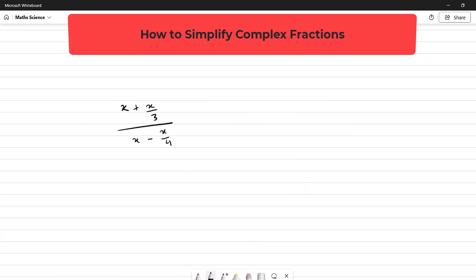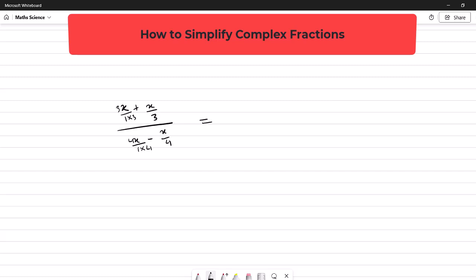Okay, now let's solve this fraction. Here we have x plus x by 3, the whole thing divided by x minus x divided by 4. So here we are going to find the same denominator again. x can be rewritten as x divided by 1, and then we multiply this with 3, so we get 3 as the denominator. We also multiply x with 3, so it becomes 3x. Same thing here, we have 4, so we write this as x divided by 1. To get 4 in the denominator, we multiply this with 4, and we multiply x also with 4, so it becomes 4x.